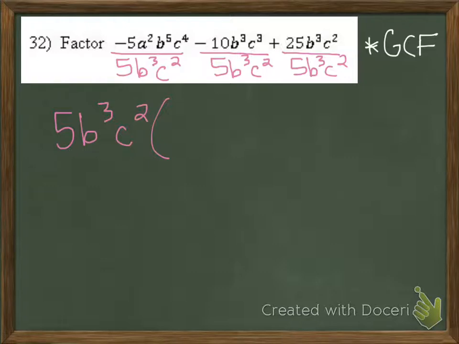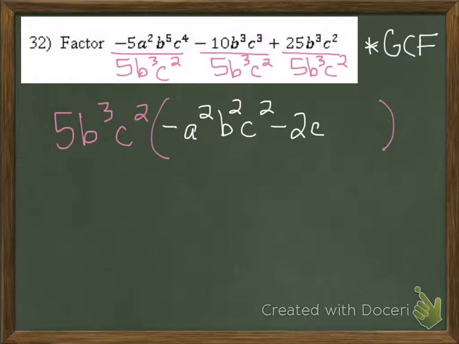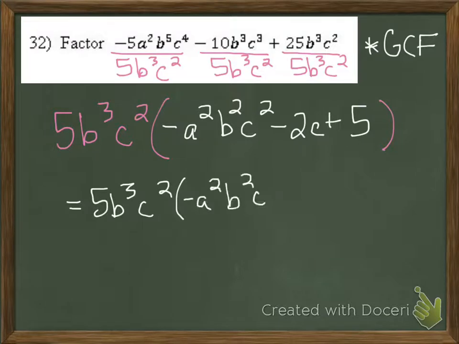In the first term, negative 5 divided by 5 gives us negative 1. We'll still have the a squared because none of the a's canceled out. We'll be left with b squared and c squared. In the next term, negative 10 divided by 5 gives us negative 2. The b to the thirds cancel out, and we'll be left with 1c. And then in the last term, 25 divided by 5 gives us 5. b to the thirds cancel out, and c squareds cancel out. And so there's our final answer.